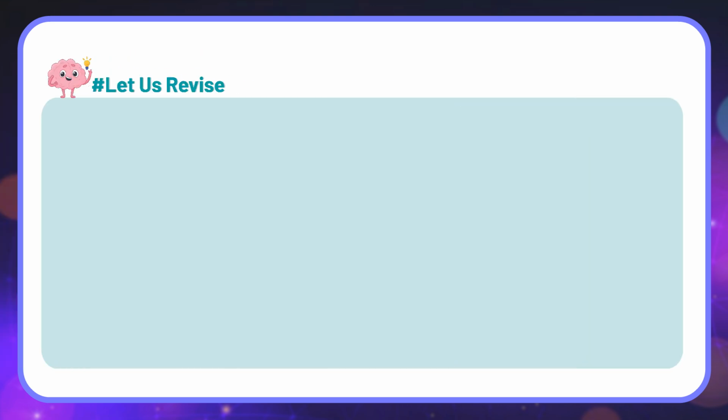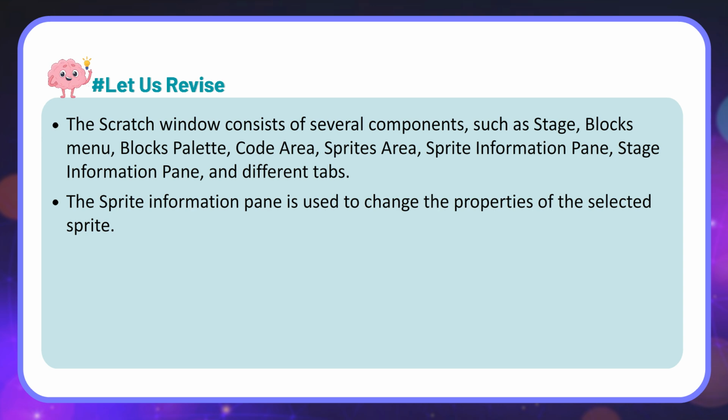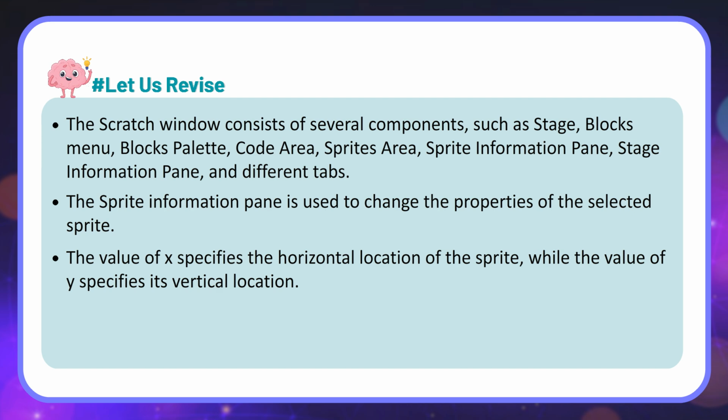Let us revise. The Scratch window consists of several components, such as stage, blocks menu, blocks palette, code area, sprites area, sprite information pane, stage information pane, and different tabs. The sprite information pane is used to change the properties of the selected sprite. The value of X specifies the horizontal location of the sprite, while the value of Y specifies its vertical location.